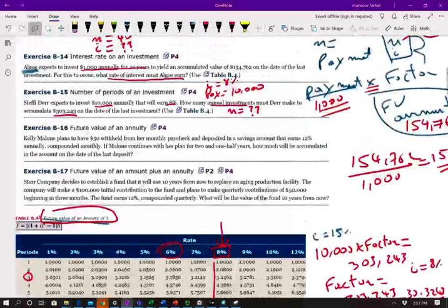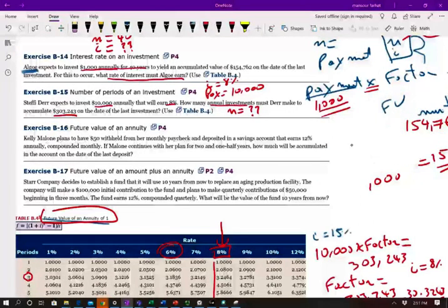Let's take a look at number 16. K Mellon plans to have withheld. Let me just erase this.